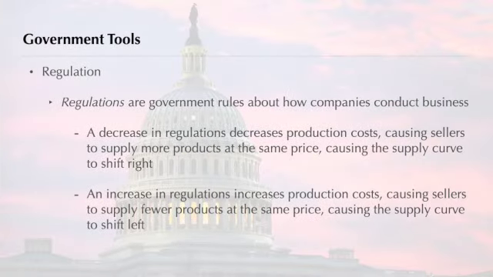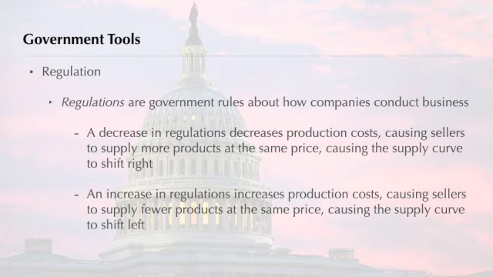To protect the public, the government passes many kinds of regulations, or rules, about how companies conduct business. Regulations are designed to prevent pollution, discrimination, and other problems that affect citizens. Loose government regulations tend to increase supply. Strict regulations, on the other hand, tend to decrease supply.